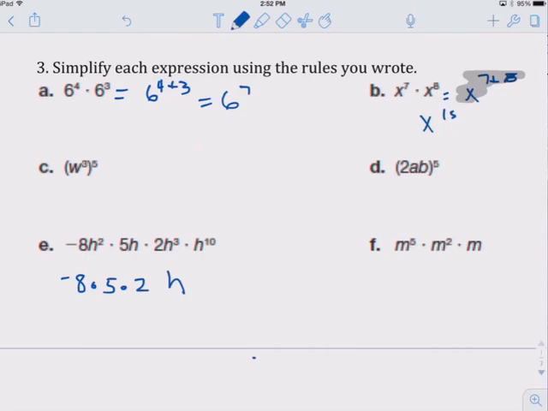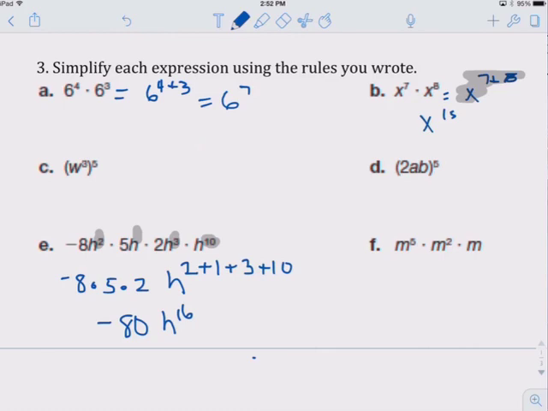Then H, you've got the first H has an exponent of 2, exponent of 1, exponent of 3, and exponent of 10, right? Yes. So you get negative 80? Right? Negative 80, H to the 16th power. Yeah, you guys are good with this.